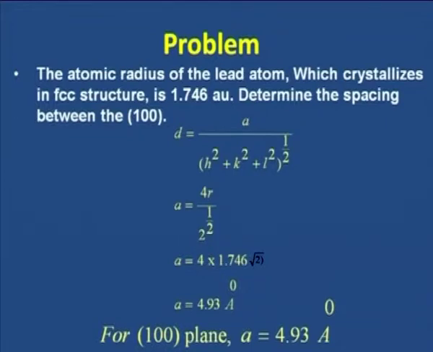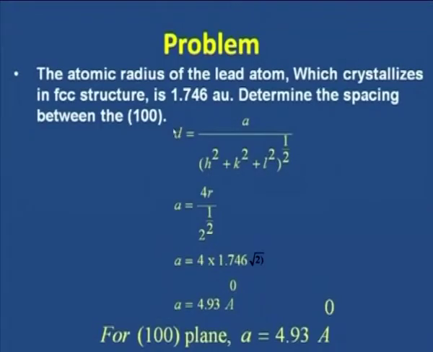The atomic radius of the lead atom is given as 1.746 angstrom. The lead has an FCC structure, face centered cubic structure. What I have been asked is to determine the spacing between the 100 planes. You have a plane called the 100 plane, and the interplanar separation is given by d, right? The spacing d will be given in terms of a by (h square plus k square plus l square) to the power half.